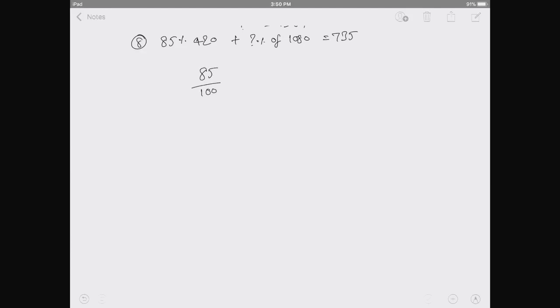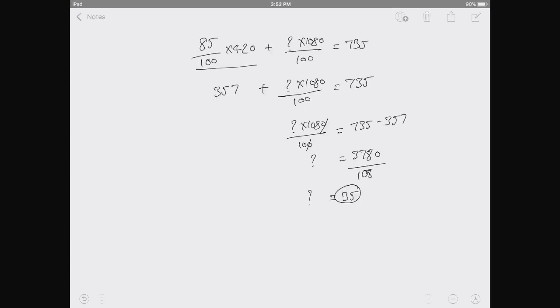Next, again percentage equal to 1 by 100. 85 by 100 into 420 plus question mark into 1080 divided by 100. This will be equal to 357 plus 1080. I'm doing this step-by-step process to explain it to you clearly. You should not do it like this in your exam. You should just skip these steps.